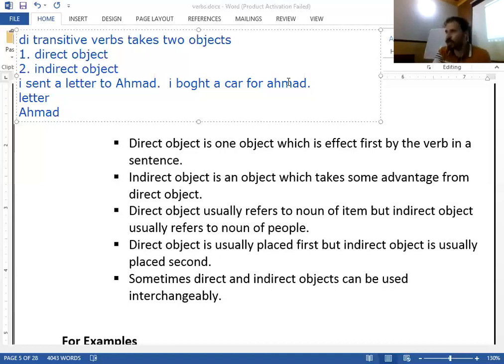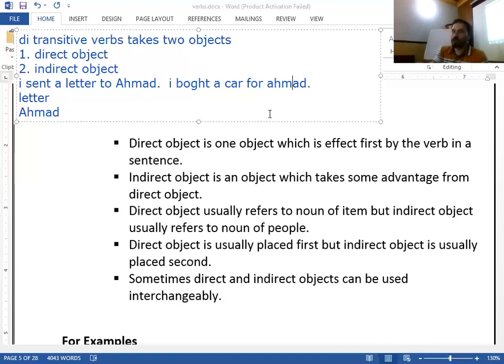Second point: the indirect object is an object which takes some advantages from the direct object. The indirect object takes some advantages from the direct one. Ahmad takes advantage of what? Of the direct object, the car.